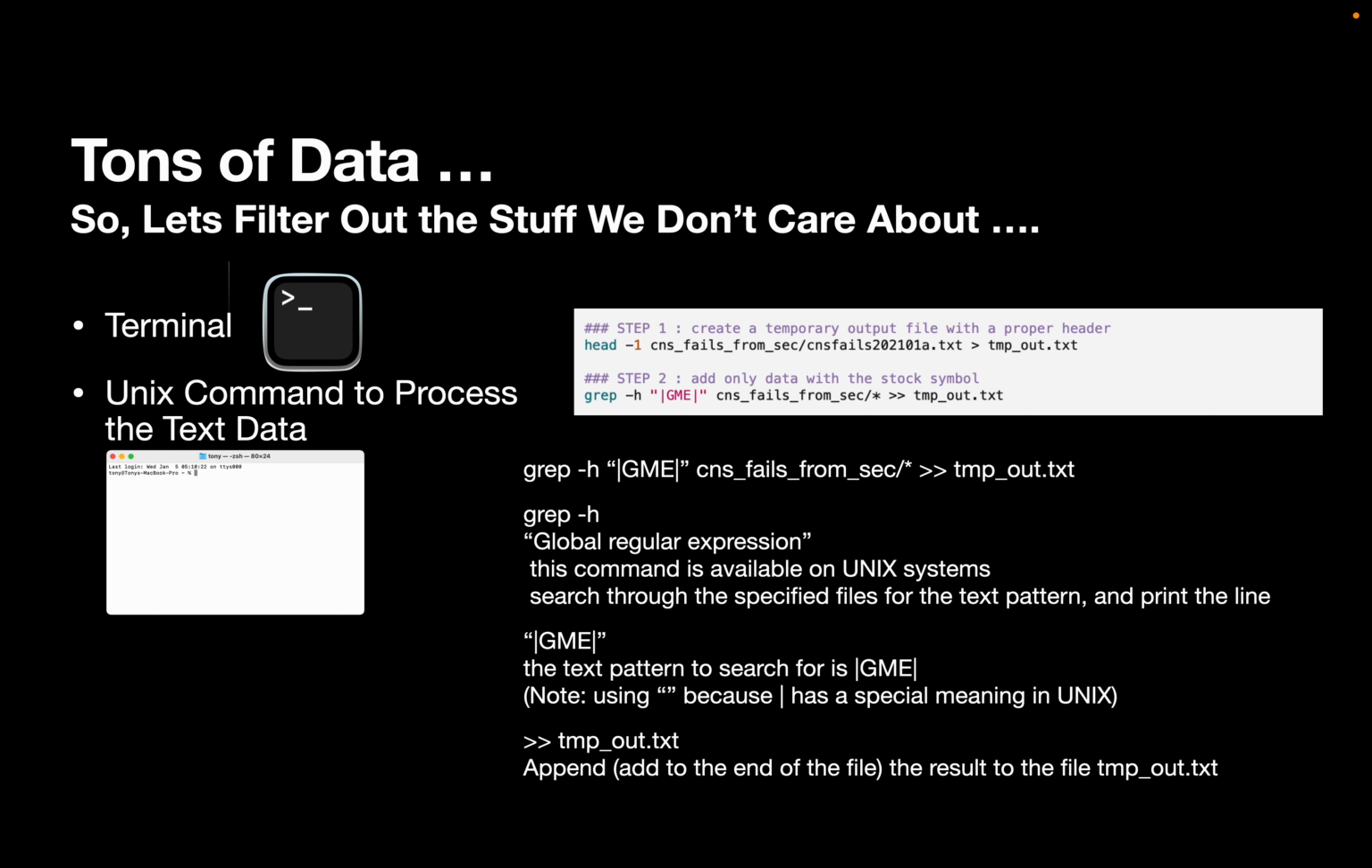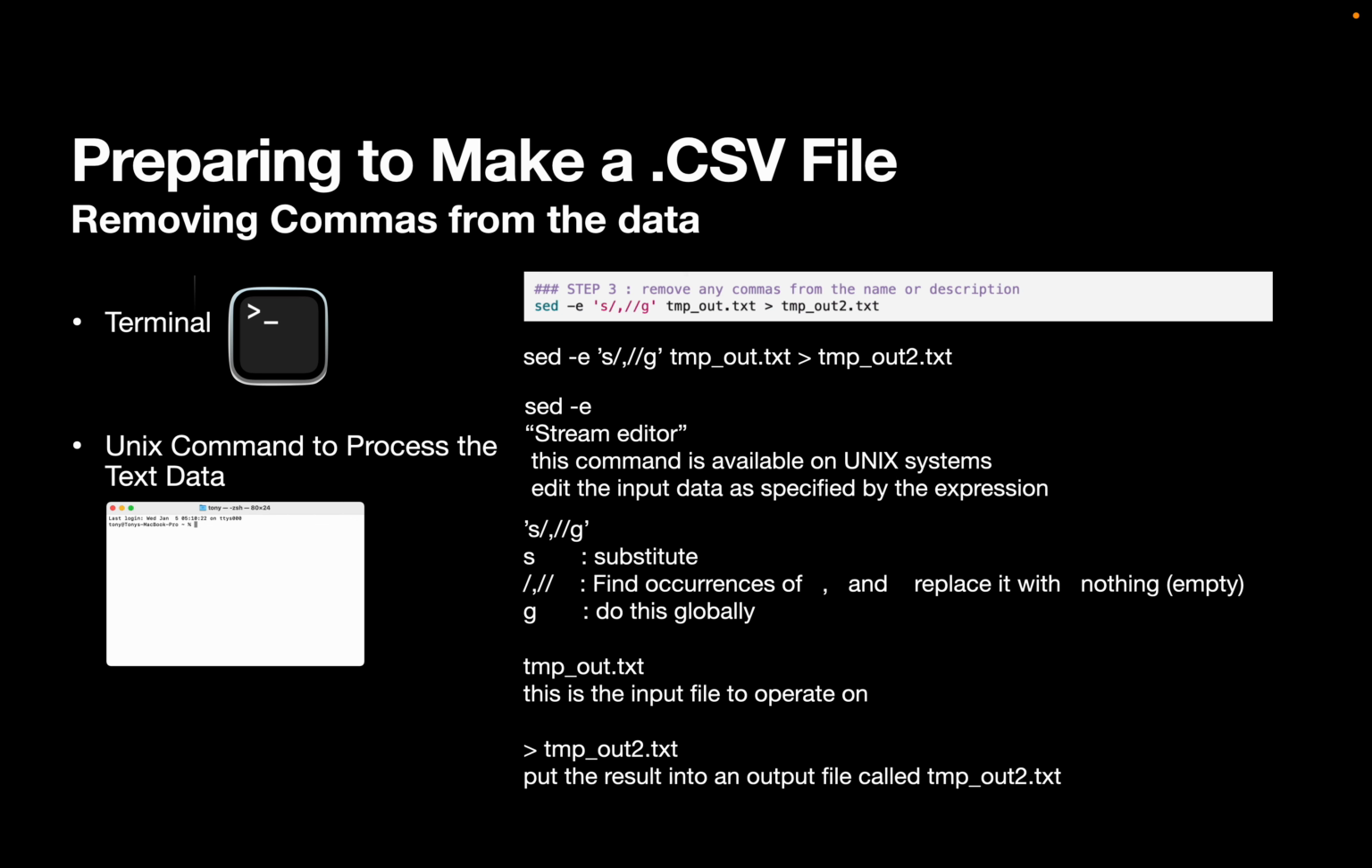So that's going to look in all the files, and we want to redirect the output from that command to our temporary file that we created, temp_out, right? So we're going to use the greater than sign, right? What that does is that appends to the end of the file. So anytime we find something, we're going to append that to the end of the file, and that is actually going to create all the data that we're interested in. That's going to actually get the GameStop data for failures to deliver. So that's the grep command, right?